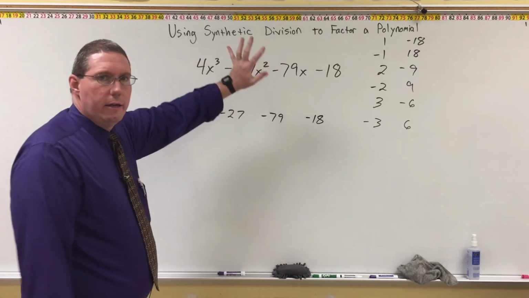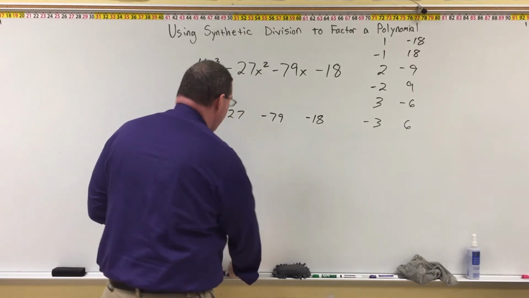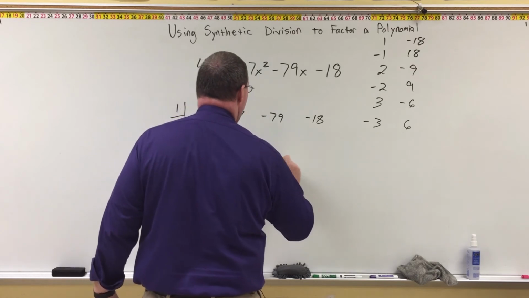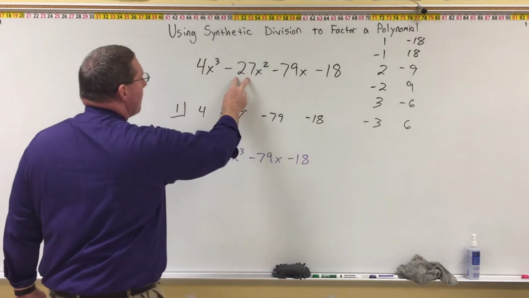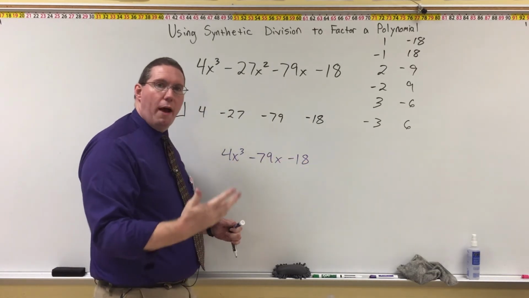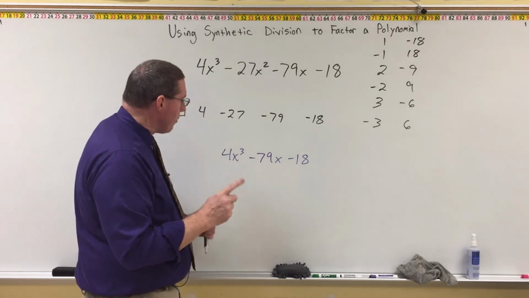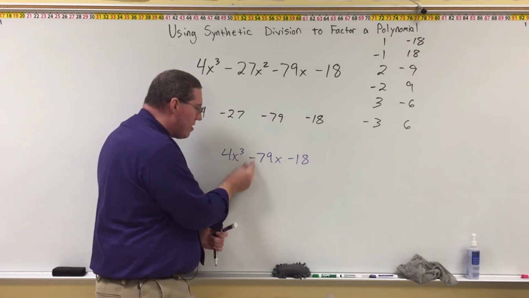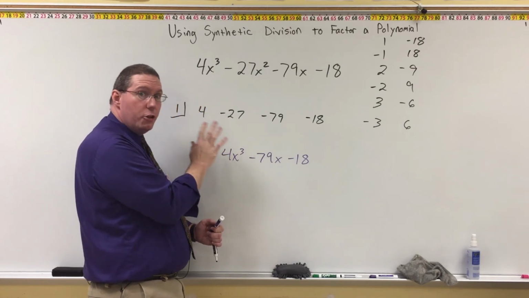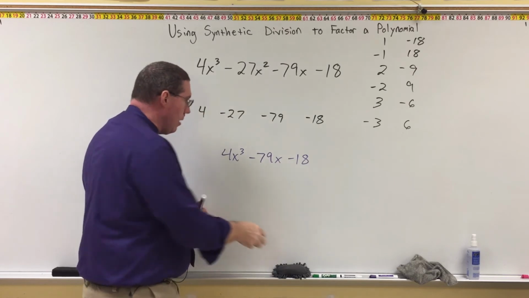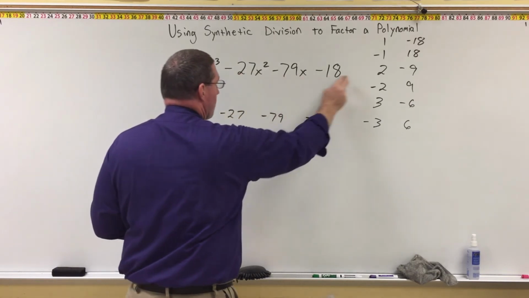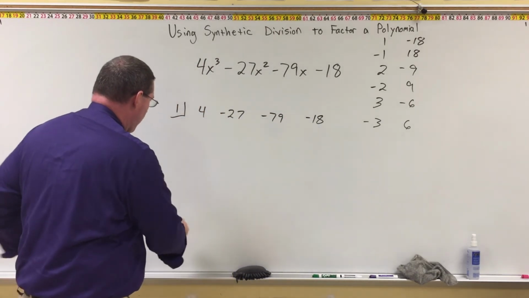Now, what if this said, just perchance, 4x cubed minus 79x minus 18? What if we didn't have this term, this minus 27x squared? What if this is what we started with? What would you have to do in synthetic division? Remember that when we skip over a power, you would have to put a 0 in for the x squared. So you'd have to put a 0 here. I'm just reminding you in case you see a problem that looks like that, okay? But in this particular case, we don't have to put in any zeros. We've got third power, second power, first power, and then no x at all.